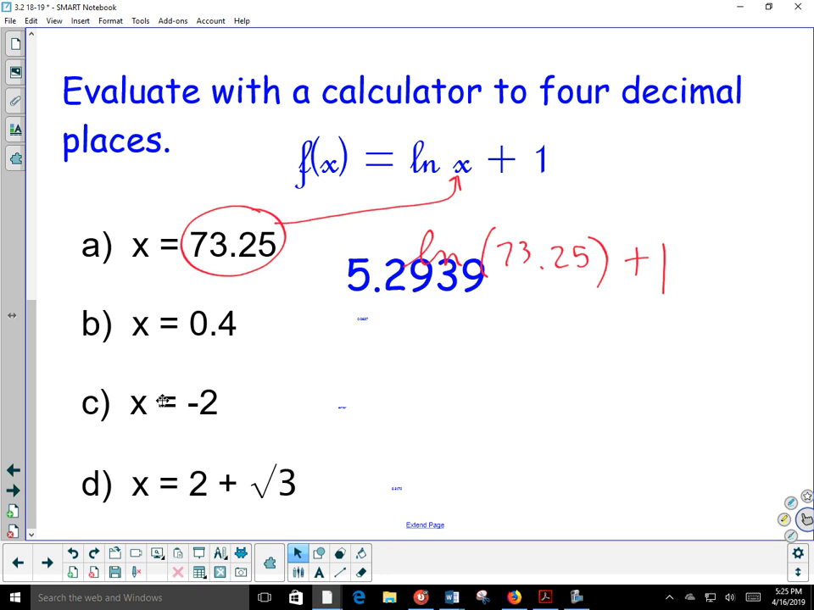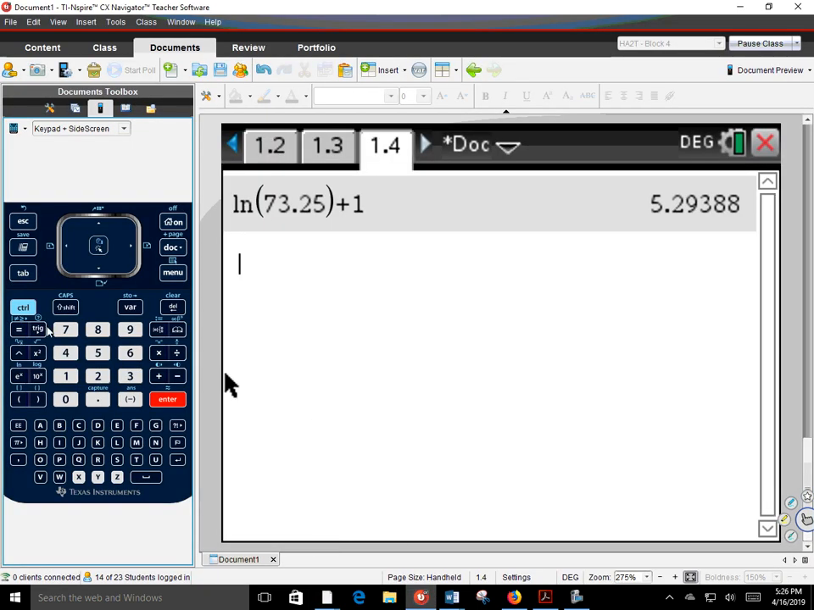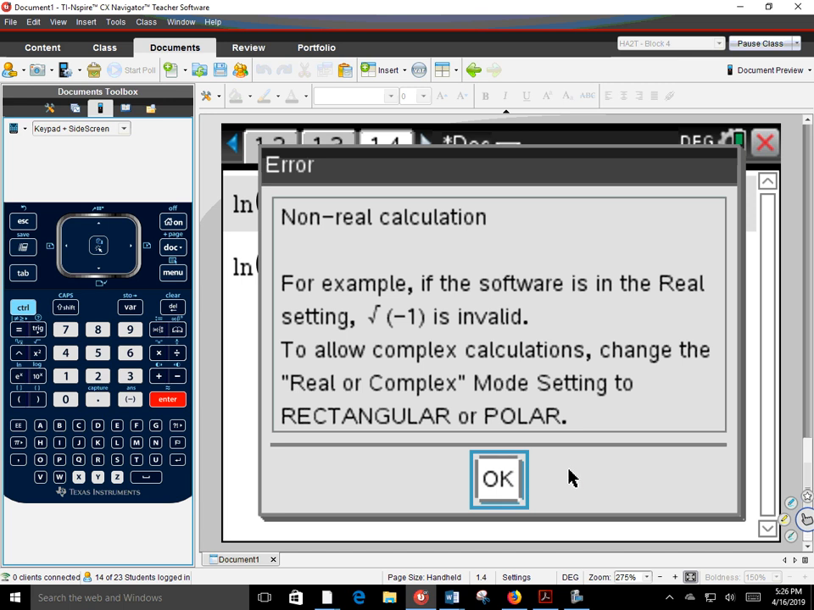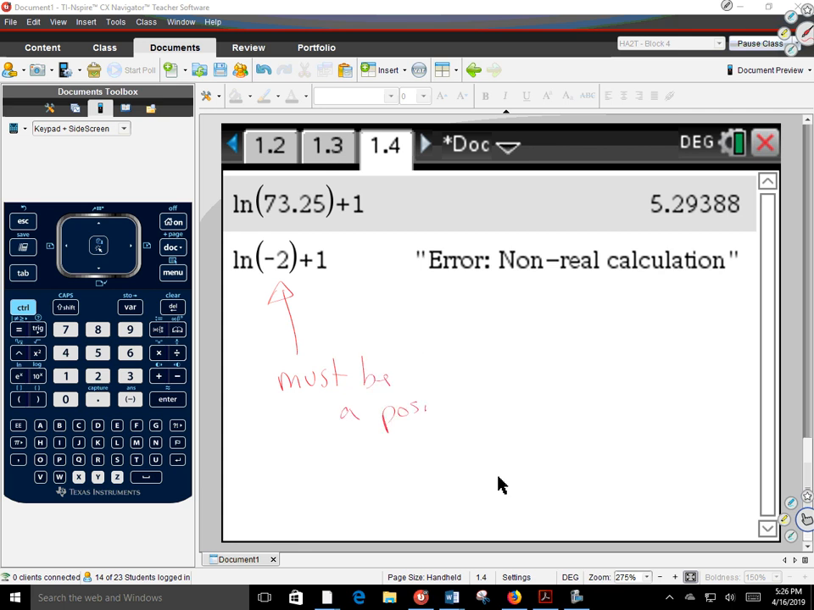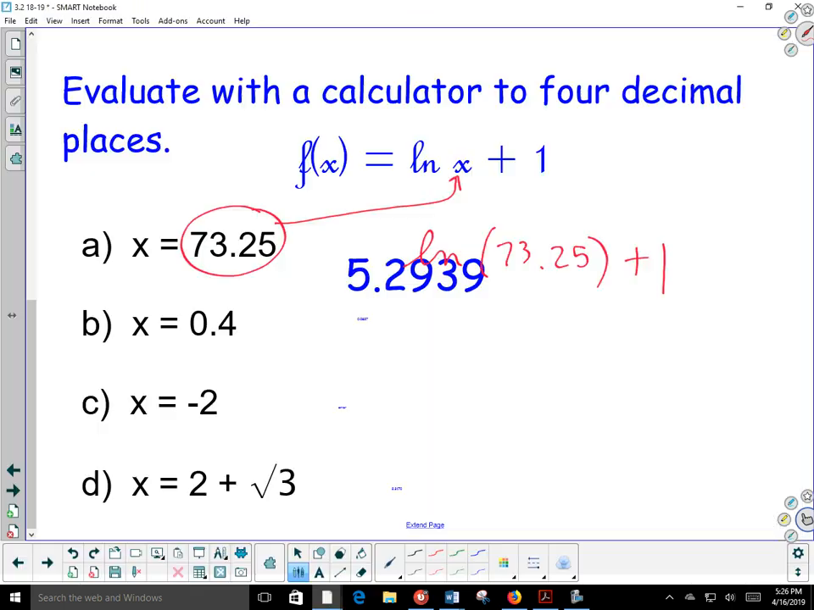All right, let's try ln of negative 2. Let's skip down to letter C. If I want ln of negative 2, and I try this on my calculator, control ln negative 2 with the plus 1 on the outside, I'm getting that same warning message saying, hey, you're not allowed to plug negative numbers into logarithms. So this number right here must be greater than 0. I could say must be a positive number. You can try the rest of those if you would like.